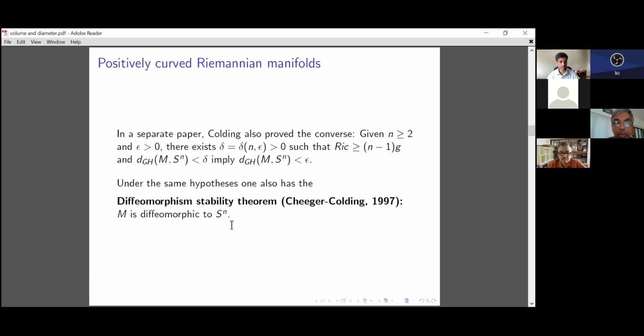In a separate paper, Colding also proved the converse, that it works both ways, that if Ricci curvature is bounded below, Gromov-Hausdorff closeness will also imply that, oops, again I made a mistake here, so this should not be DGH. Here I want to say that the volume of M is greater than the volume of the sphere minus epsilon.